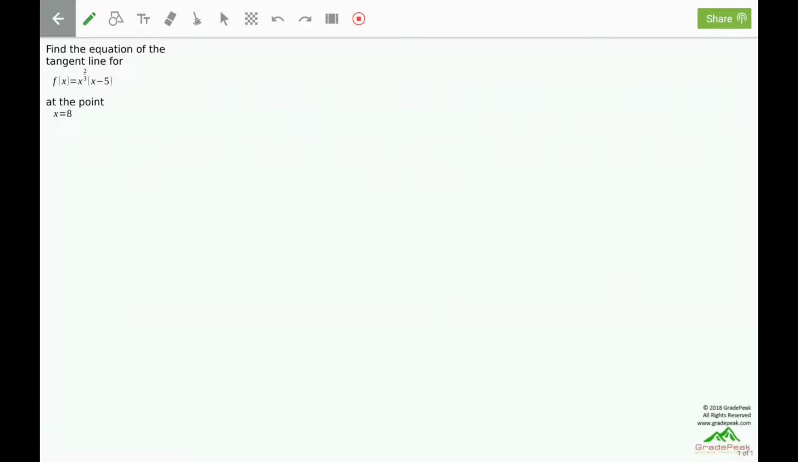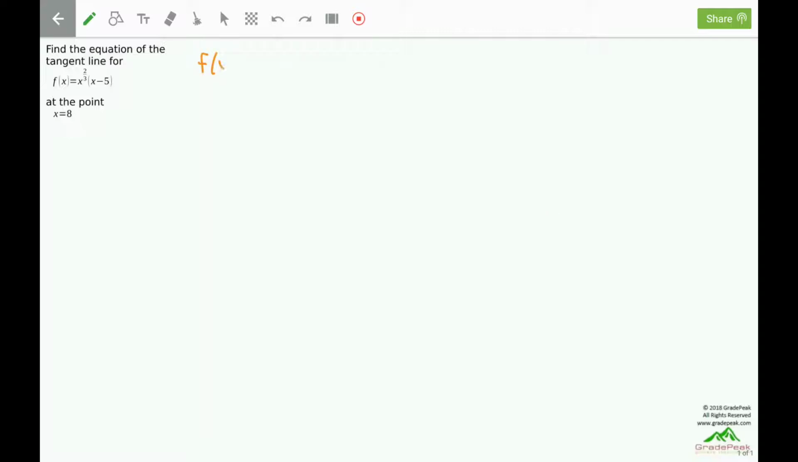Find the equation of the tangent line for f of x equals x to the 2/3 times x minus 5 at the point x equals 8. To find the equation of the tangent line, we need both the x and y coordinates of the point. Right now we only have the x coordinate. The first thing to do is find the corresponding y coordinate.